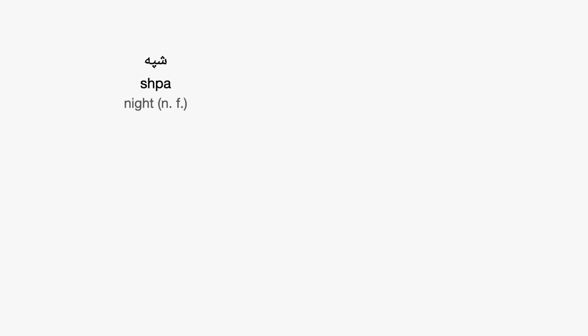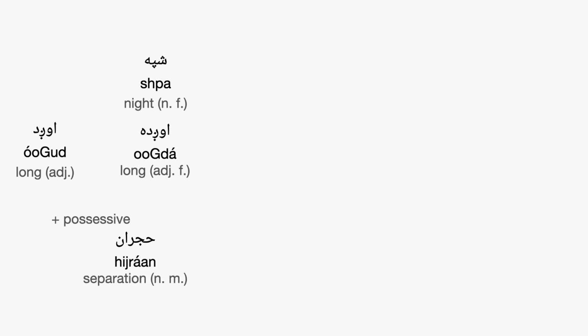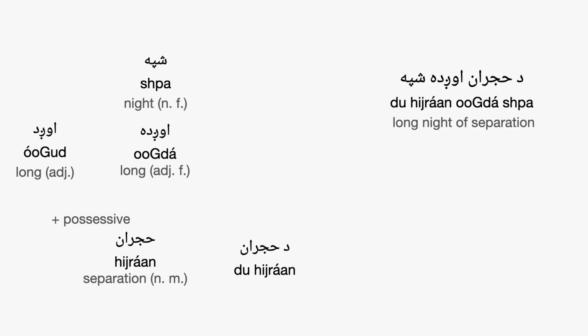Okay, let's look at another one. The head of this noun phrase is shpa, meaning night, but it's a long night, ugad, long. And so when we make that feminine, we say ugda shpa. But the long night of what? Of separation, hijran. So we're going to add the possessive like that, and we get the hijran ugda shpa, the long night of separation.